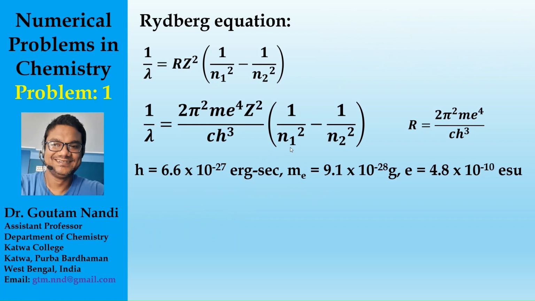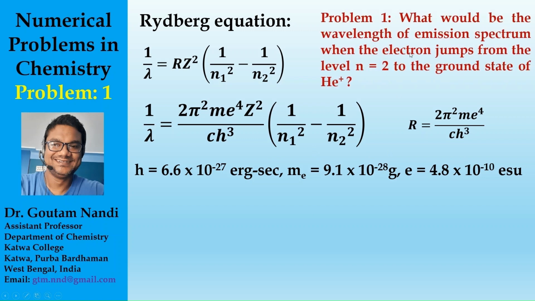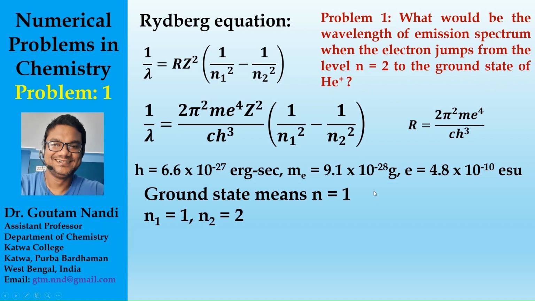Now the problem is, what will be the value of n1 and n2? Let's check the problem again. It is said the electron jumps from the level n equal to 2 to the ground state of He plus. The ground state of He plus means the orbit will be the first orbit. Okay. So what we will do, we will put the value of n1 as 1 and n2 as 2. Okay. So let's put all these values.